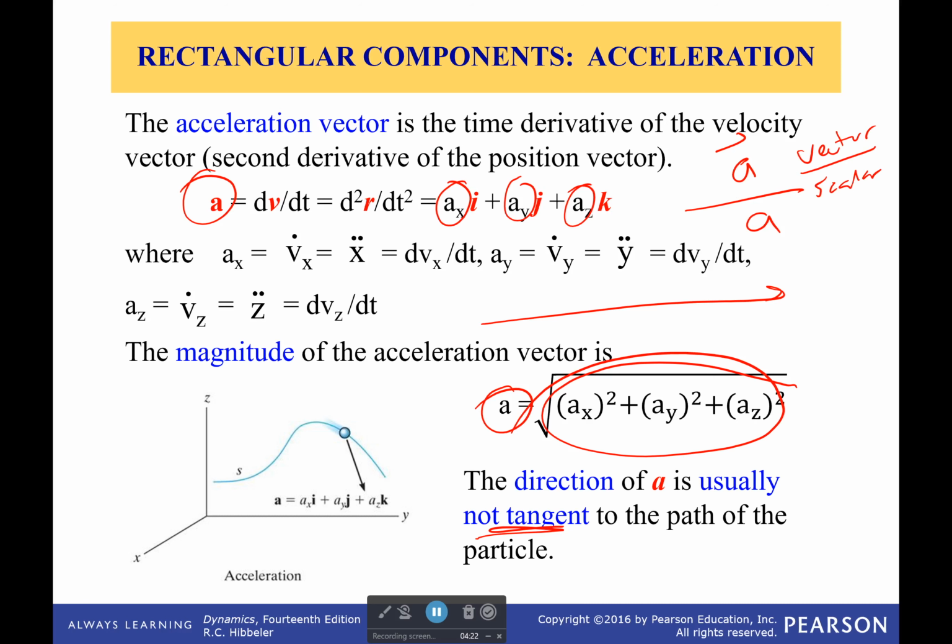That can be very helpful for us, especially if we're trying to figure out what a force is. If we're trying to figure out the direction of the force being applied based on our acceleration, it's going to be along that same unit vector.